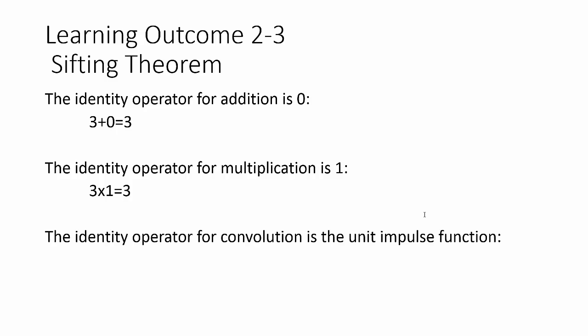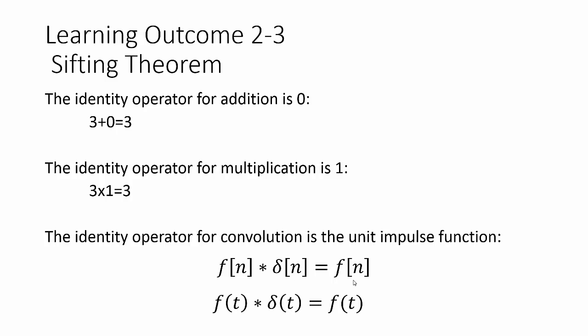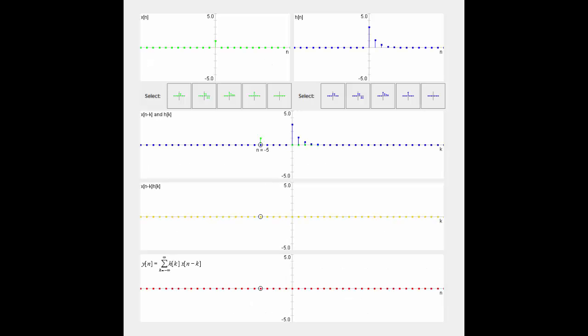The identity operator for convolution is the unit impulse function. Because if we take a function and convolve it by unit impulse, we get that exact same function back, whether we're in discrete time or in continuous time. So let's take a look at how convolution works if we were to do convolution with a unit impulse function.